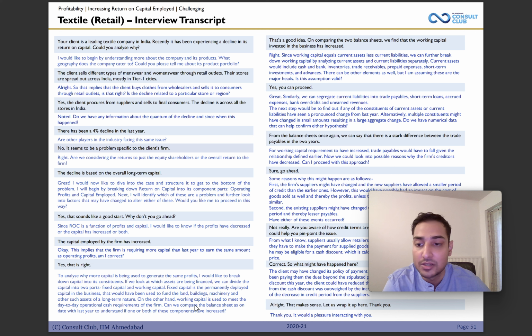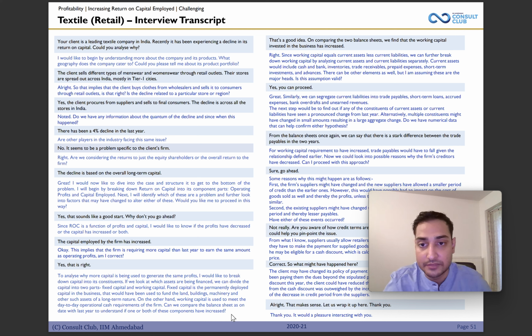On the other hand, working capital is used to meet the day-to-day operational cash requirements of the firm. Can we compare the balance sheets as on date with last year to understand if one or both of these components have increased? So, pretty good summary.